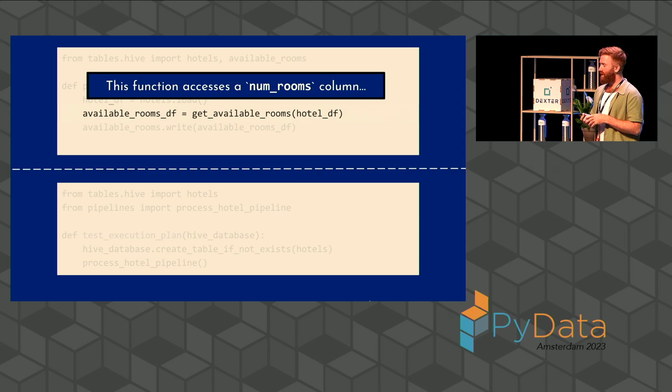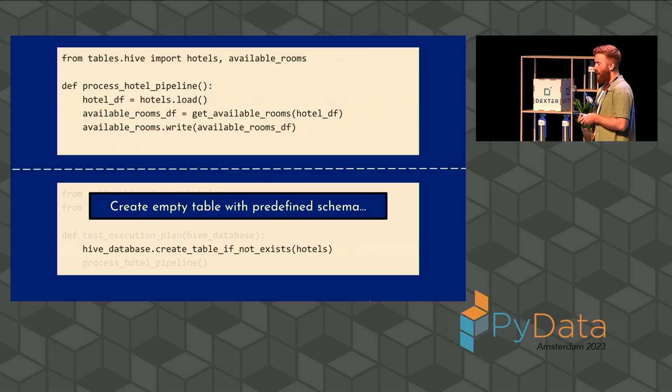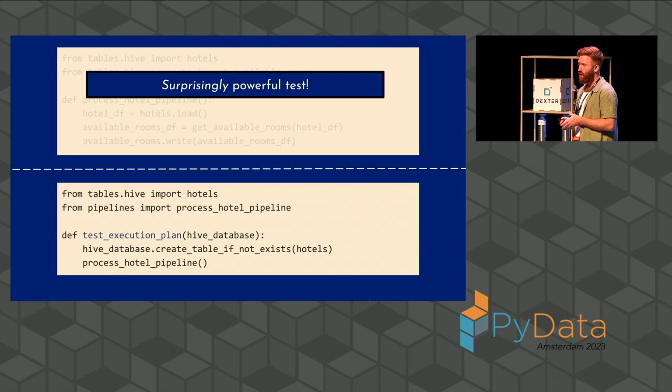So let's say that hypothetically this function accesses a num rooms column in the hotel df. And then we need to actually test this code to verify that the num rooms column actually exists in your production code. This is quite easy now, because you can just create an empty table with this predefined schema that may or may not contain the num rooms column. And then you have this that just runs the code.